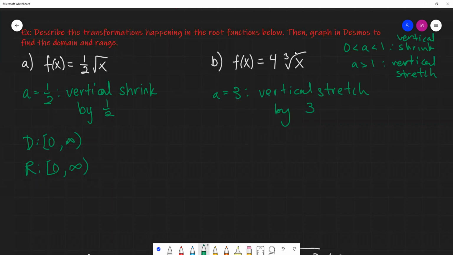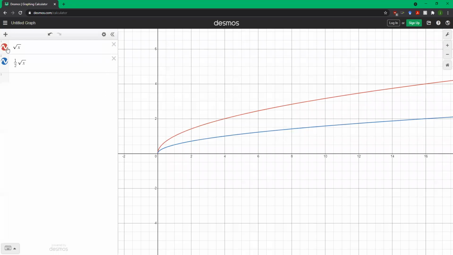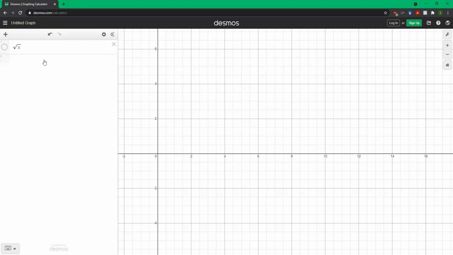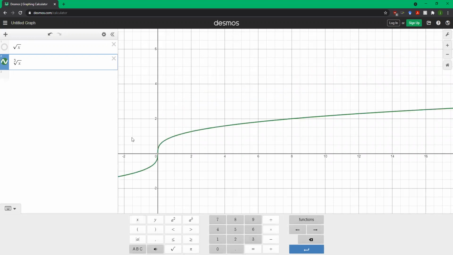We don't even have to look at the graph to know what our domain and range are, because for all cube root functions it's going to be the same. Domain is negative infinity to infinity. Range is negative infinity to infinity. But let's still look at the graph. In Desmos, I'm going to get rid of this one and turn this one off, because we'll come back to the parent function. To get a cube root, we go to functions, miscellaneous. We use this nth root, put the 3 in the index and then put an x in here. There's our cube root.